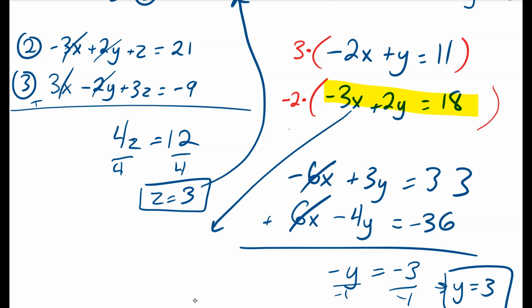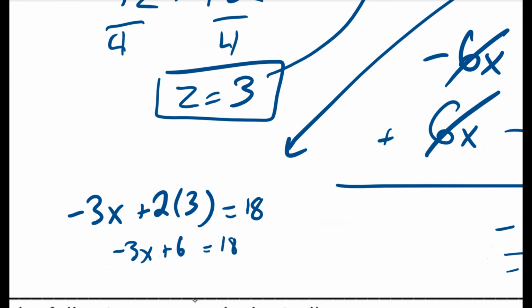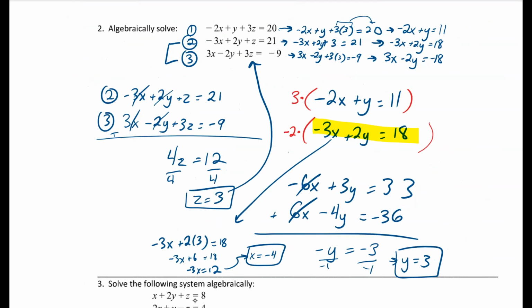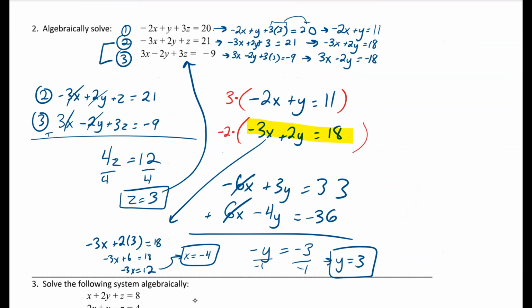So when I plug back into that, negative 3x is what I'm looking for, plus 2 times 3 equals 18. Negative 3x plus 6 equals 18. When I subtract 6 on both sides, I'm left with negative 3x equals 12. And when I divide out that 3, 12 divided by negative 3 is negative 4. Again, for each of these, once you have your three solutions, just plug them back into each of your original equations to make sure you didn't make any arithmetic errors. So I'm going to write my answer as an ordered triple and call it a day.